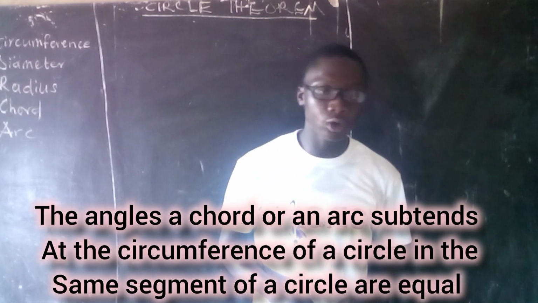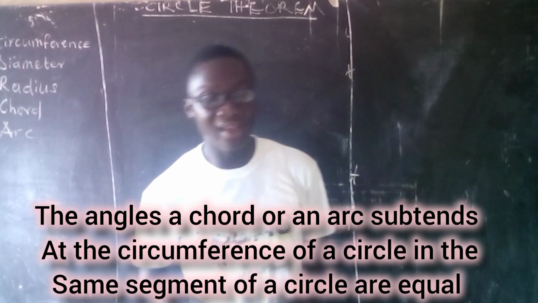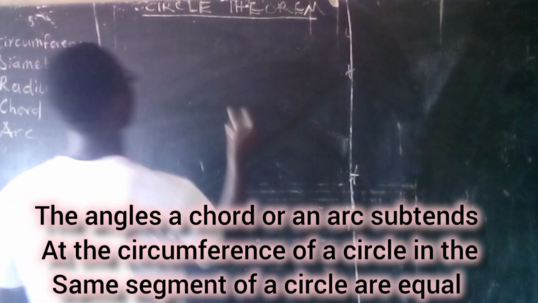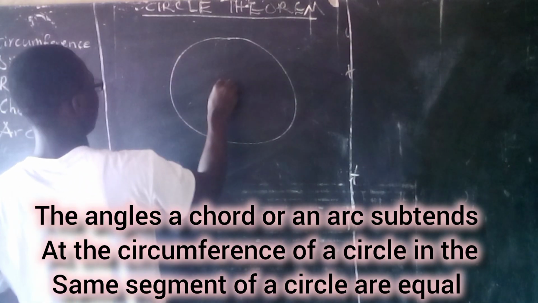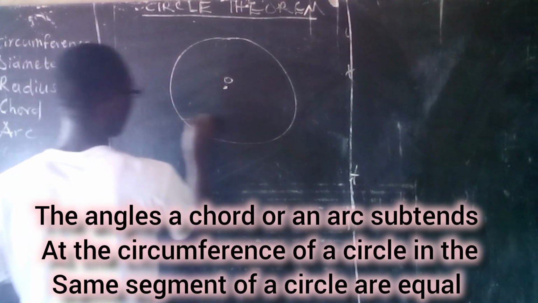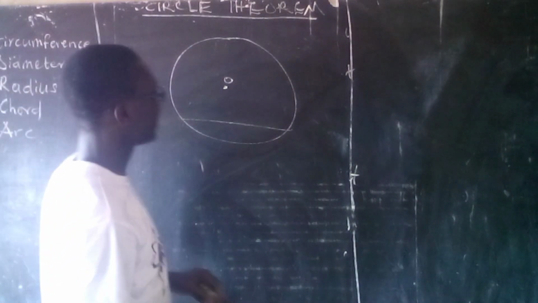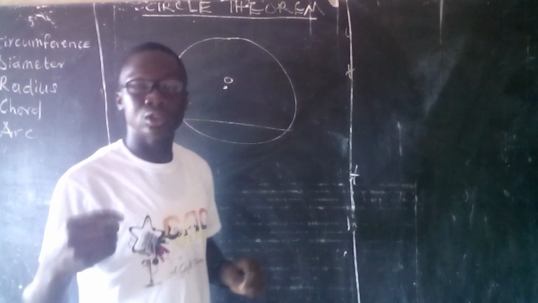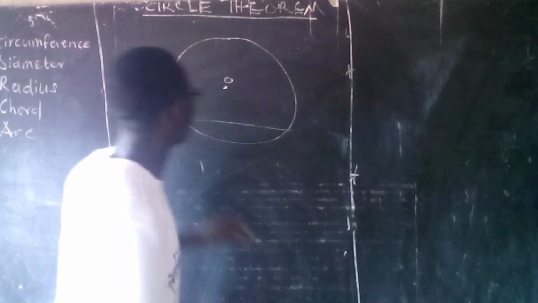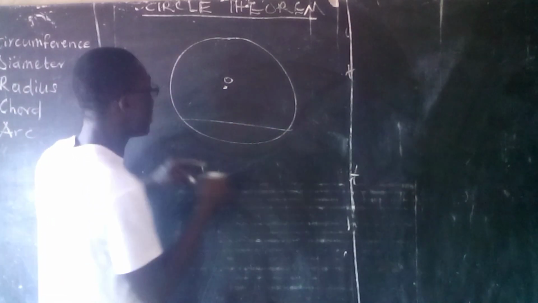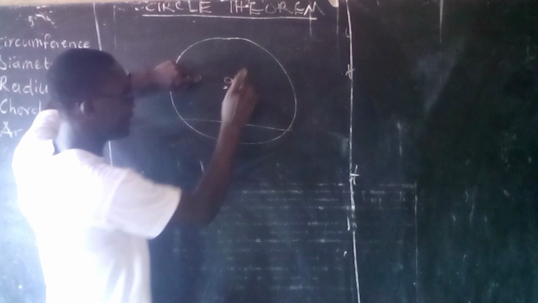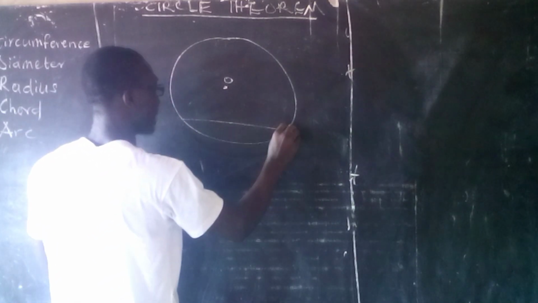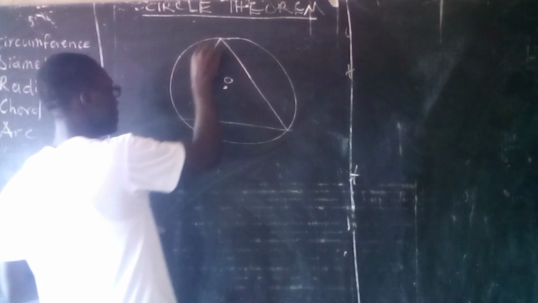the angles a chord or an arc subtends at the circumference in the same segment of a circle are equal. So let's say we have this circle with the center O. We have the chord, we should have the arc. We are saying that the angles that are subtended at the circumference of the circle, in the same segment, so we have the major segment and the minor segment. In the same segment, this chord subtends an angle to the circumference of the circle.